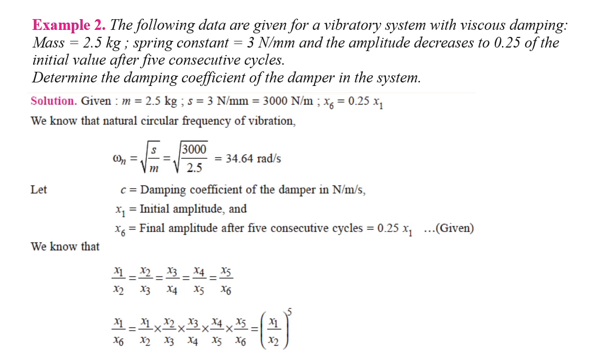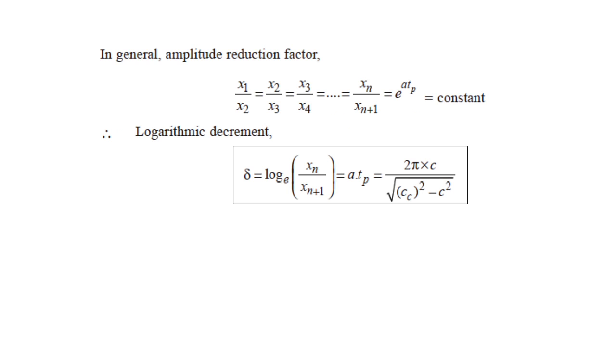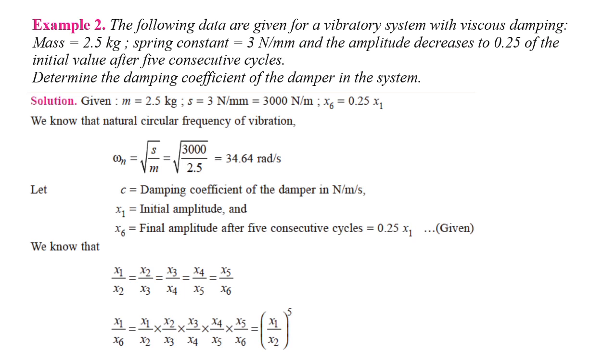This value we can find from the logarithmic decrement formula. We know the logarithmic decrement is equal to log to the base e of x1 upon x2, which is equal to twice pi a upon square root of omega n square minus a square. Previously we studied the formula delta is equal to twice pi c upon square root of cc square minus c square. If I expand this formula, putting the value of c in terms of constant a, I get twice pi a divided by square root of omega n square minus a square.